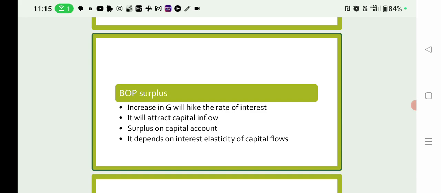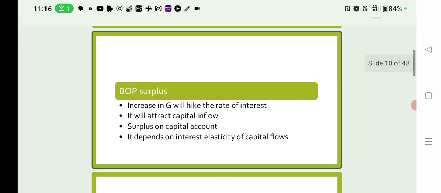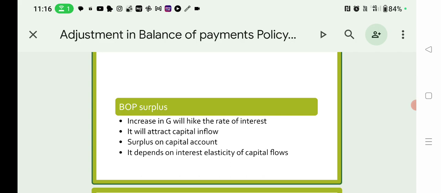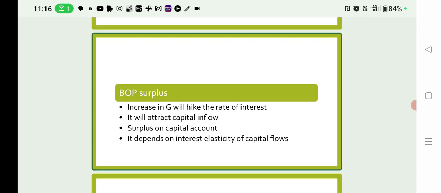A rise in the rate of interest will attract capital inflow. More capital will come into the economy, attracted by a higher rate of interest than in foreign economies. When the rate of interest is increasing, it means an increase in the rate of return. So more capital, more investment will come into the economy to get the higher rate of interest. That means a capital account surplus will be created.